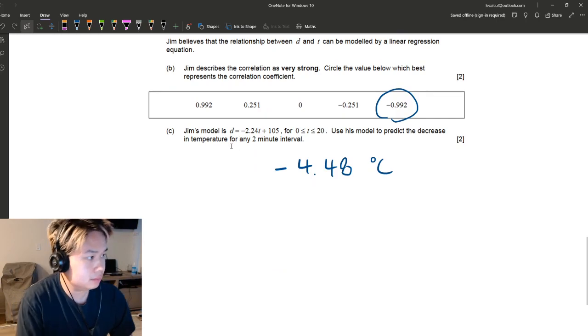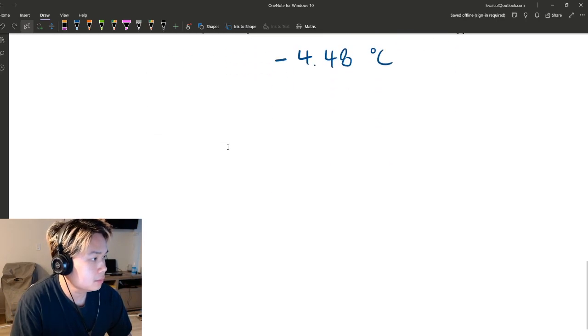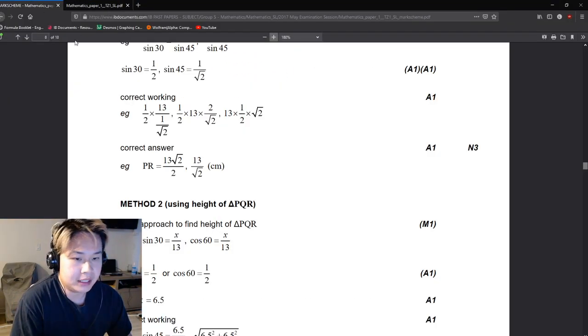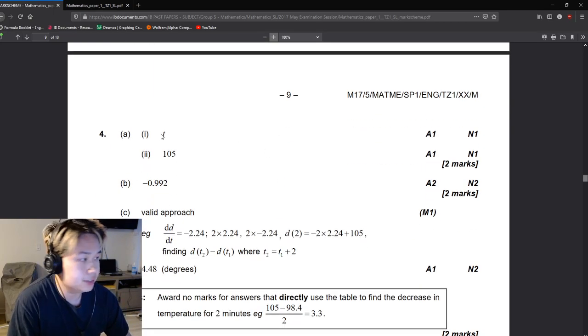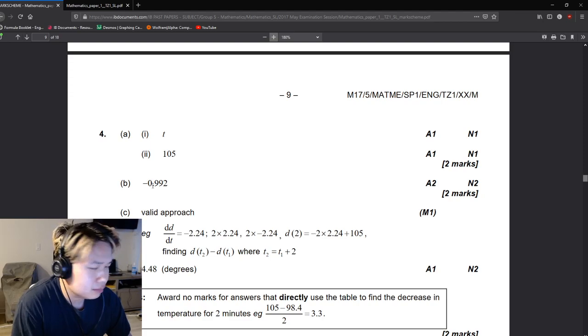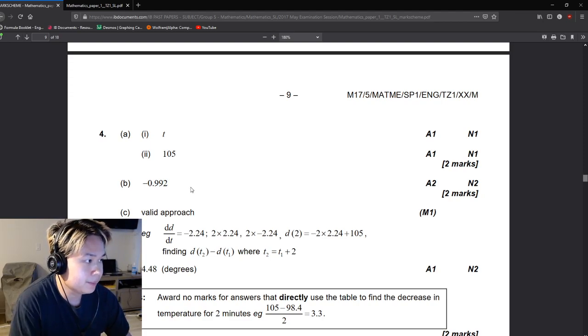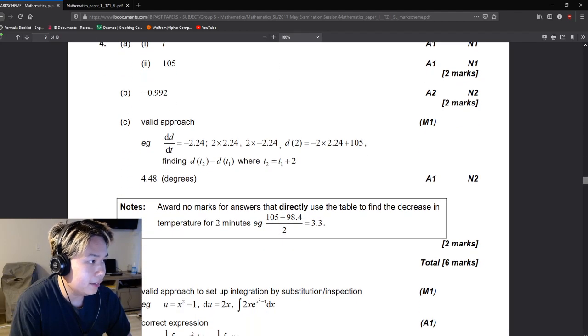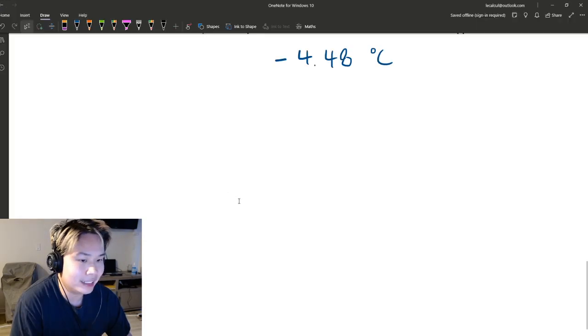Okay. Easy peasy. Check my answer. So T is independent, boiling temperature is 105. You guys, I don't know if you can see it, but there's a negative there. And then valid approach, take the derivative. Are you serious right now? Just multiply it by 2. 4.48.